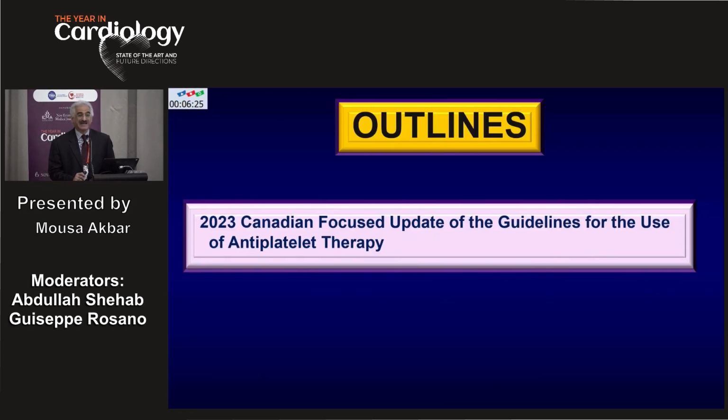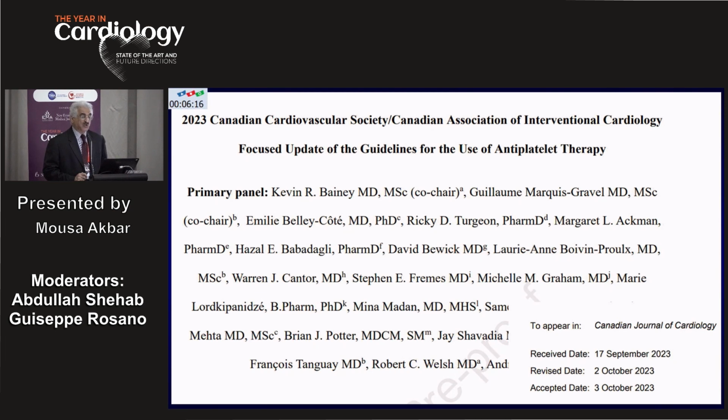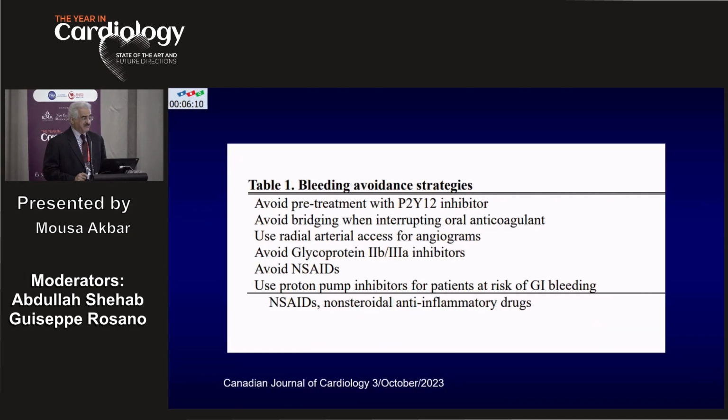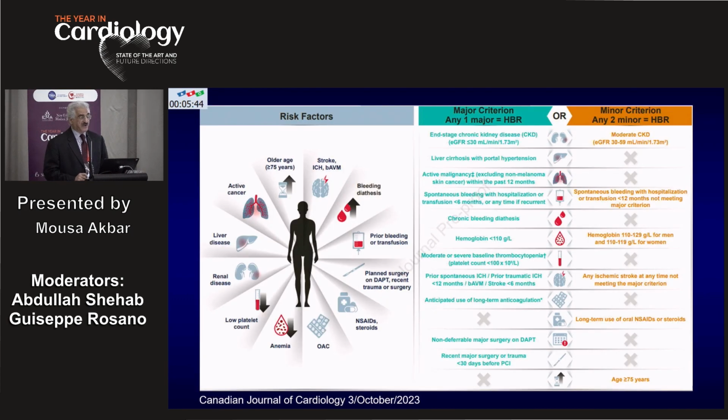Now let's talk about the Canadian guidelines. Focused 2023, we're focused on the 2018. This was published in October 2023, so 2 months ago. And they mentioned the bleeding avoiding strategies, like avoid pre-treatment in patients with more than 24-hour presentation of acute coronary syndrome. Very important, avoid bridging when interrupting oral anticoagulant. Use radial access. Avoid glycoprotein 2B3 inhibitor unless bailout situation, and use proton pump inhibitor.